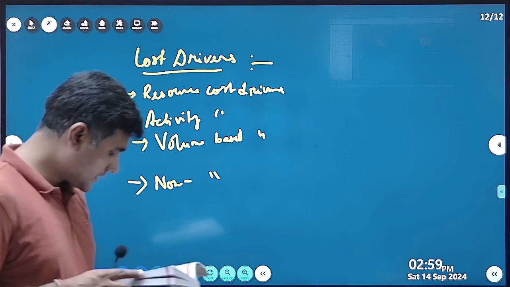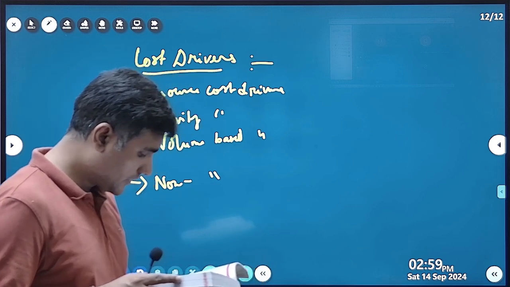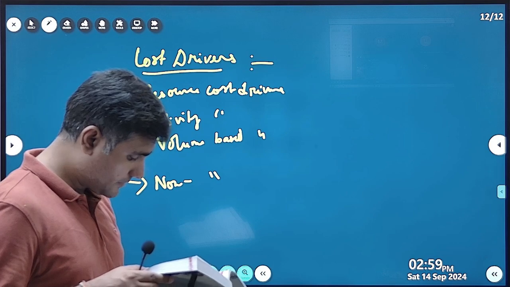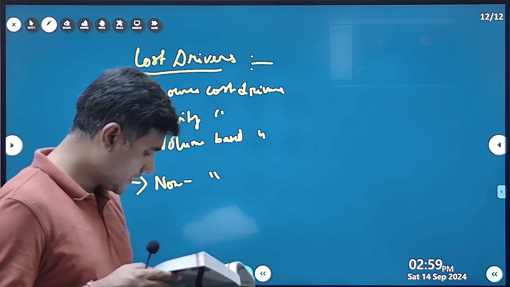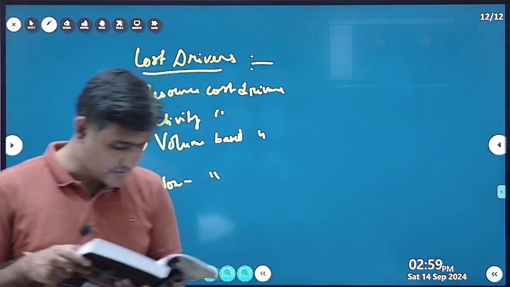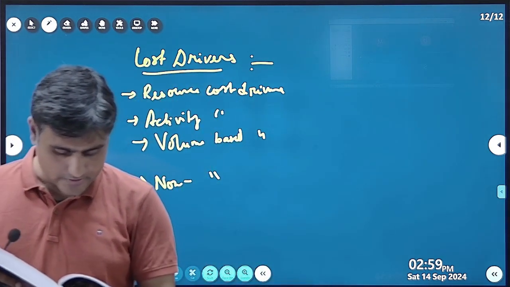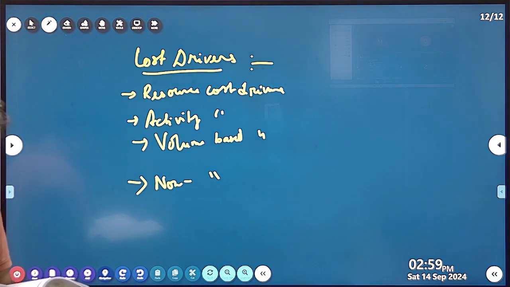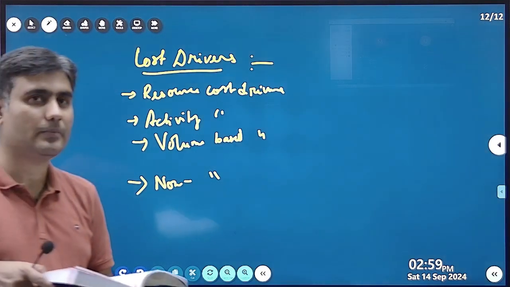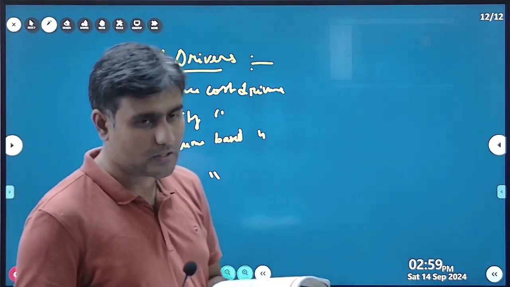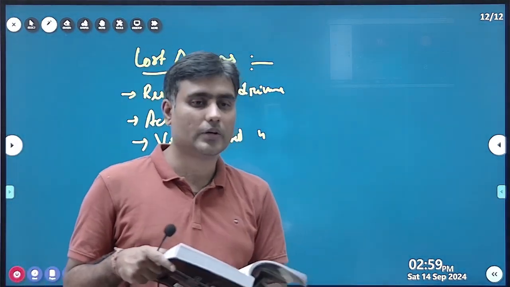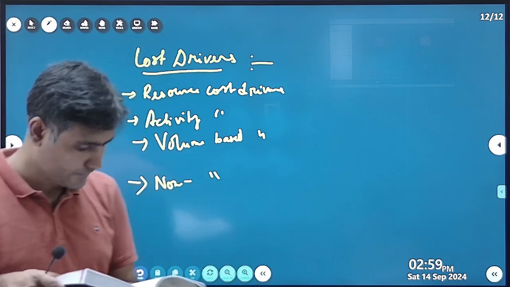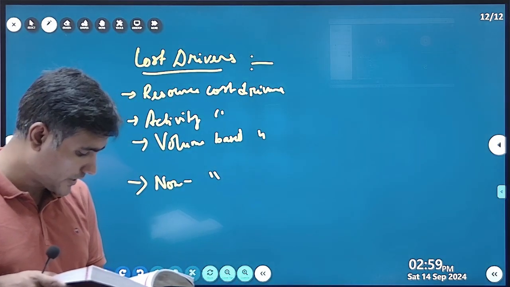Then activity cost drivers. An activity cost driver is a measure of the frequency or intensity of demand placed on activities by cost objects. Activity cost drivers can be transaction drivers, such as number of purchase orders, number of customers, as well as duration drivers. Activity may be measured in units, or it may be in durations.